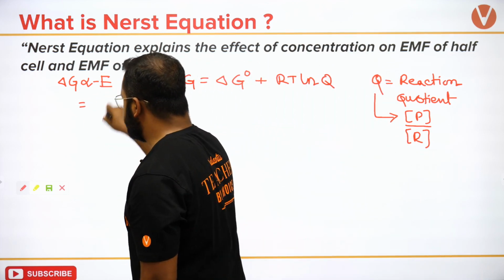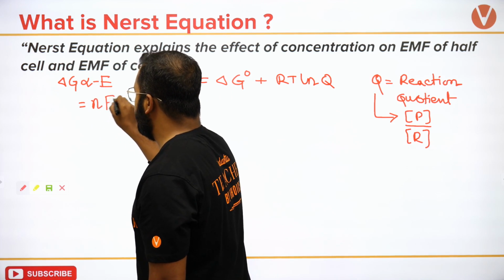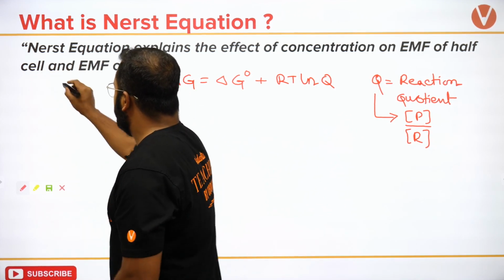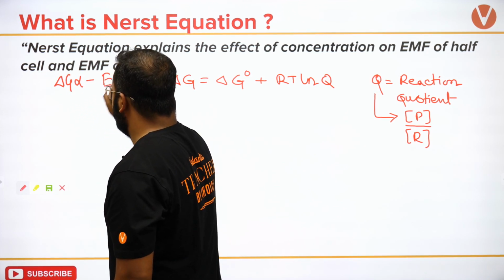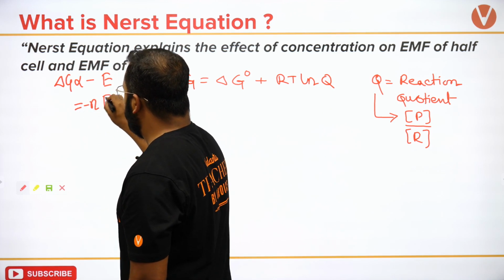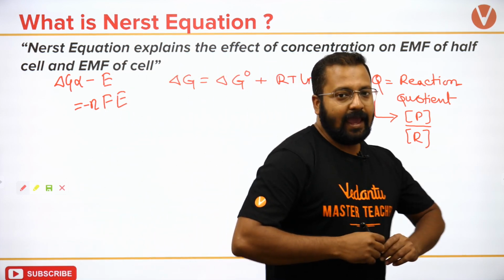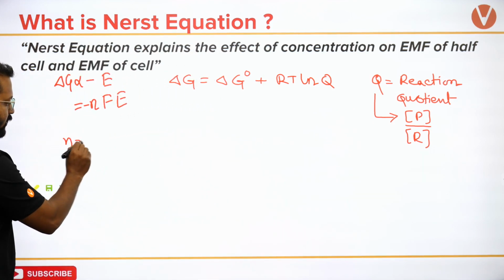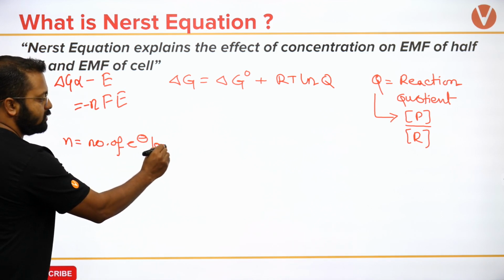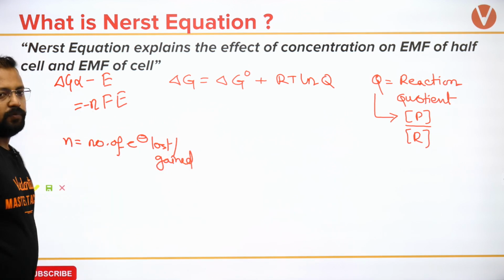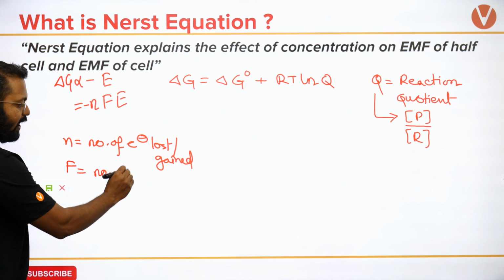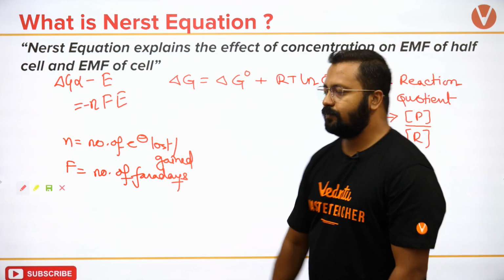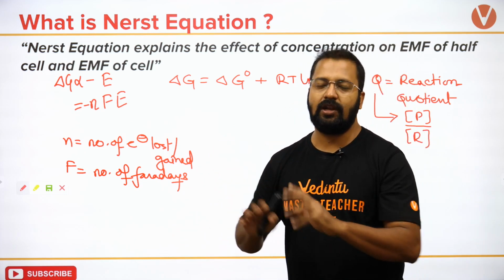If I want to remove this proportionality, we write delta G is equal to minus NFE. N represents the number of electrons which are either lost or gained. F represents the number of Faradays. And E represents the potential, EMF. You can take half cell potential or full cell potential, that represents potential.